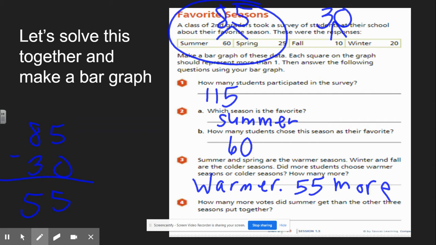Then number 4 asks, how many more votes did summer get than the other 3 seasons put together? So summer, we have 60. And then 25 plus 20, we know is 45. 10 more is 55. So they only got 5 more.